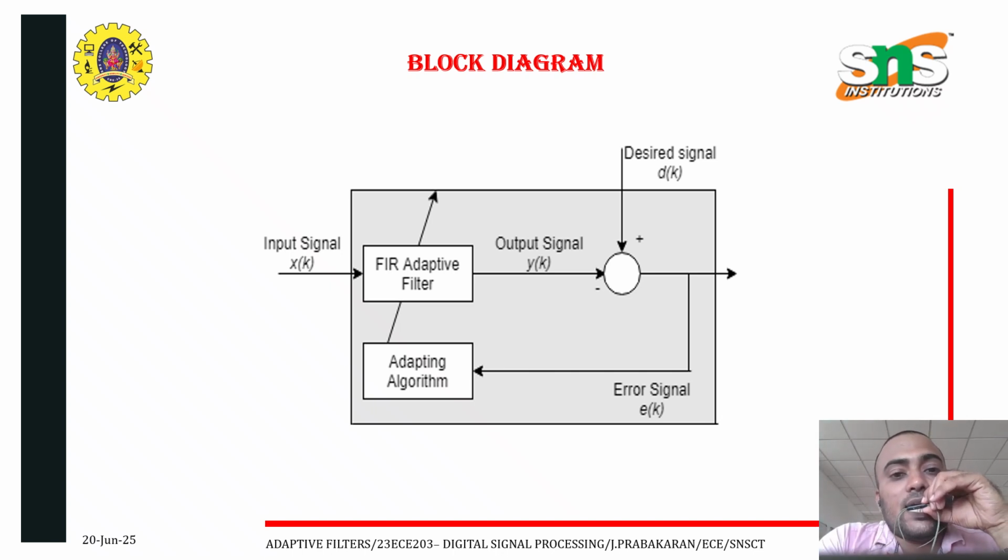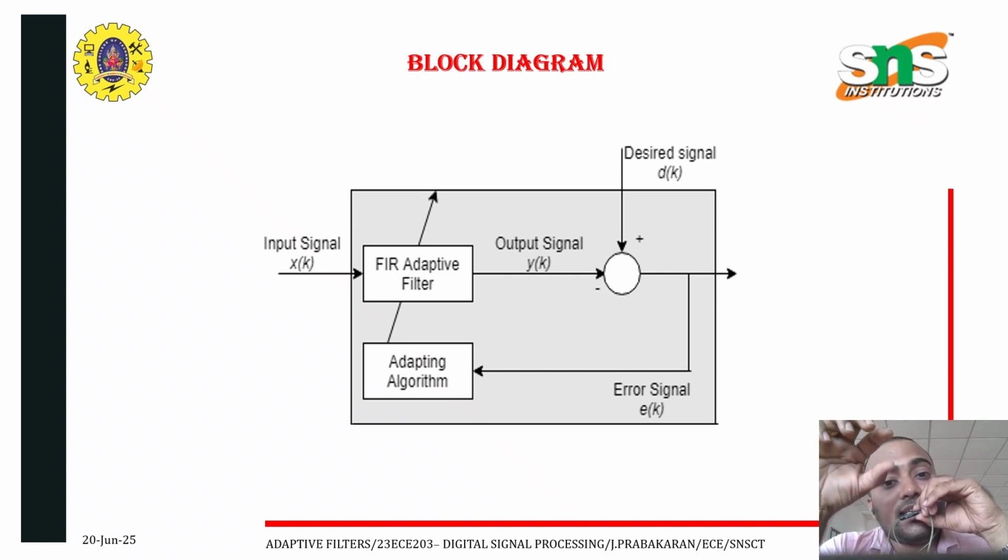Next, as the filter adapts its coefficients, the mean square error converges to its minimal value. At this state, the filter is adapted and the coefficients have converged to a solution. The filter output y of k is then set to match very closely to the desired signal, that is d of k. Next, you can see the block diagram.